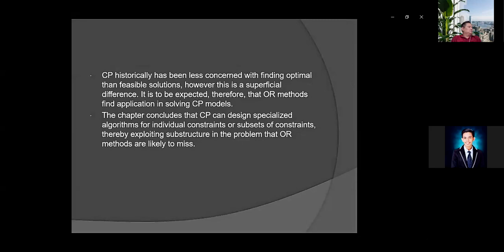CP historically has been less concerned with finding optimal than feasible solutions. However, this superficial difference is to be expected. Therefore, OR methods find application in solving CP models. The chapter concludes that CP can design specialized algorithms for individual constraints or subsets of constraints, exploiting substructure in the problem that OR methods are likely to miss.